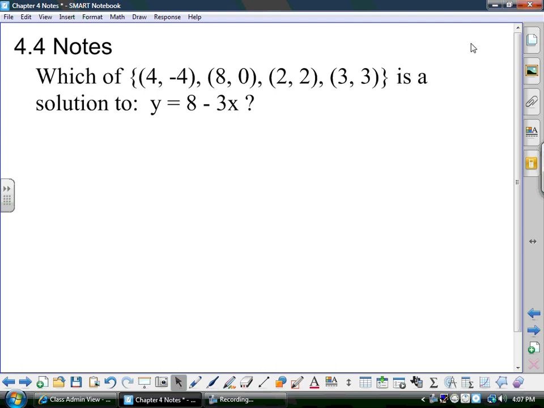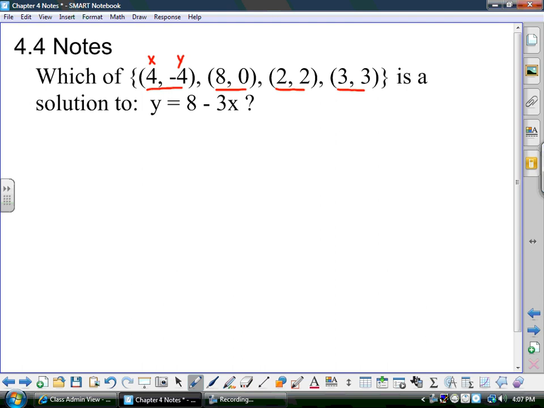What they're asking here really is which one of these, and it might be one and it might be more than one, but which one of those, when you plug it into the equation, makes the equation true. And when we plug things in, we're plugging in both an x and a y.